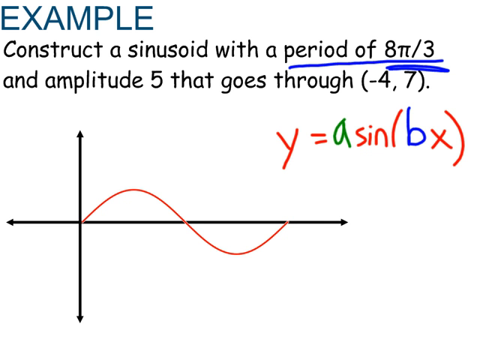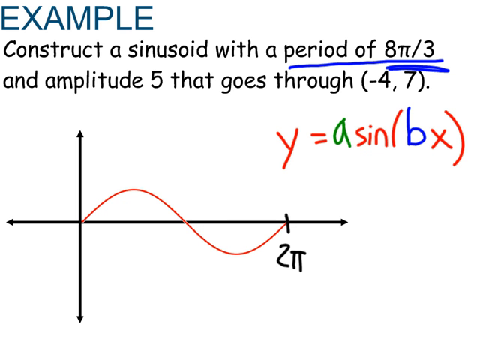Again, as mentioned a moment ago, the period of the basic sine wave is 2 pi. And when I look at the fact that I want that period to be 8 pi over 3, I'm going to ask, what is 8 pi over 3 in relation to 2 pi?